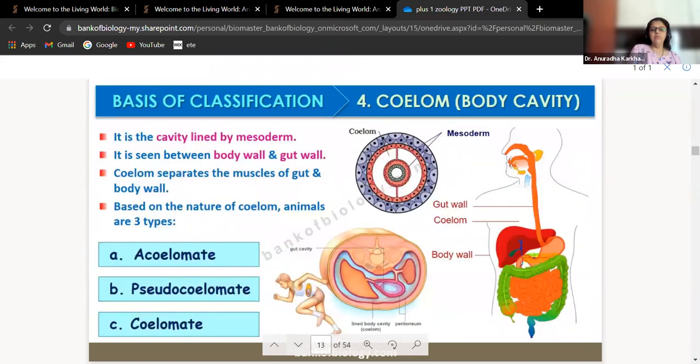Coelom, that is the body cavity, is very important to understand. There is a lot of misconception, and people generally get confused with these body cavity names. Please understand. It is the cavity lined by mesoderm. So what is the cavity? The cavity should be lined by mesoderm. It is seen between body wall and gut wall. Coelom separates the muscles of the gut and the body wall. Based on the nature of coelom, animals are of three types: acoelomate, pseudocoelomate, and true coelomates, which we normally call coelomates. Okay, so here you can see this is the coelom.